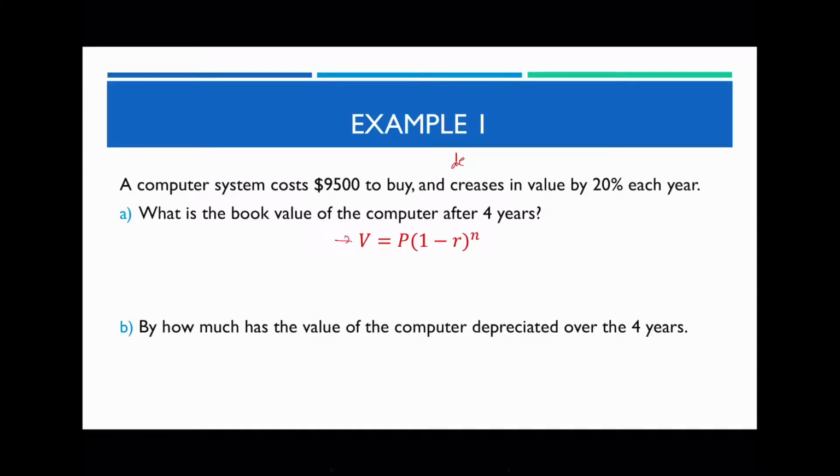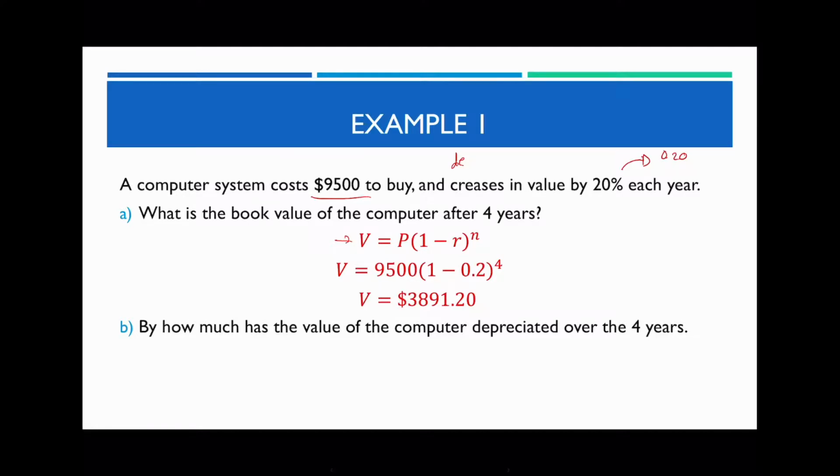Your P in this case is going to be 9,500. Your R is going to be 20% converted into a decimal, so that's 0.20, and your N represents the year, so it's going to be 4. If you put this in your calculator, what you should get as an answer is $3,891.20. So this tells you the book value, but if you wanted to calculate the depreciation, you subtract $3,891.20 from 9,500, and that will tell you how much it's gone down by.